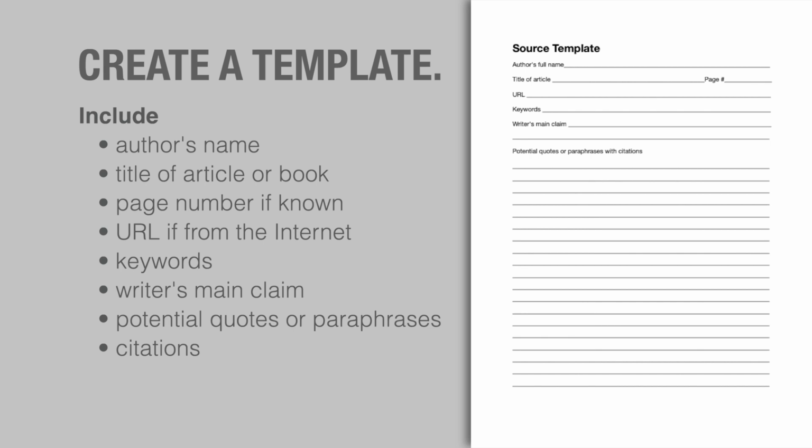Create a template, and on the template include the author's name, the title, and the page number. Add sections below for keywords, the writer's main claim, any potential quotes or paraphrases that you think you might use on your essay. And of course, don't forget the citations for those quotes and paraphrases. If you write this information down, it will certainly save you a lot of time later.